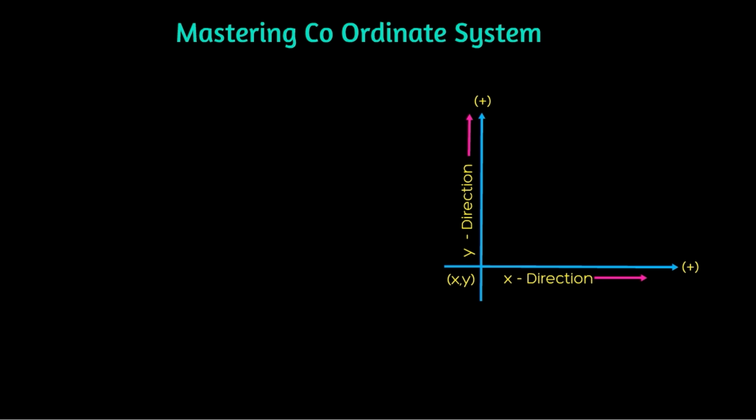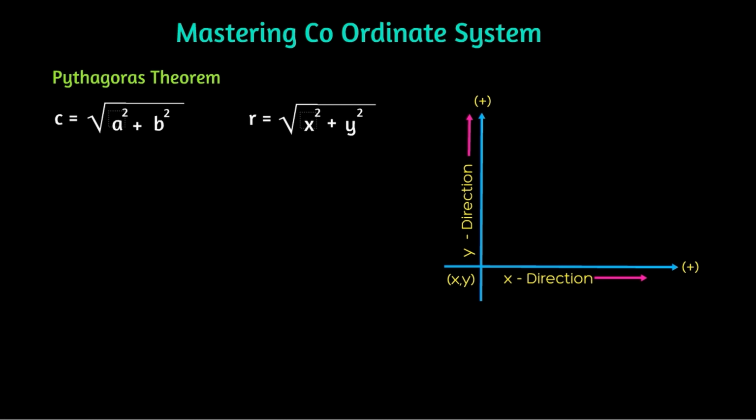Now let us calculate the distance between two coordinates by using Pythagoras Theorem. The formula of Pythagoras Theorem: distance c equals square root of a squared plus b squared. The same formula we can use as r equals square root of x squared plus y squared. Here r denotes the polar distance between two coordinates. Let us assume two points A and B. The coordinates of point A equal (2, 3), that is x1, y1. The coordinates of point B equal (5, 7), that is x2, y2.